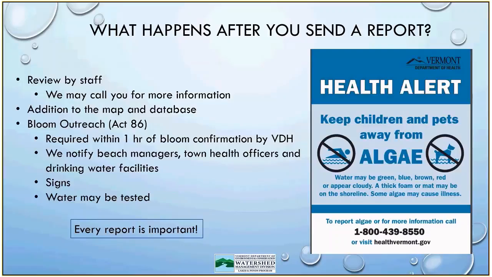Vermont does have legislation, Act 86, that requires the Department of Health to begin outreach about cyanobacteria blooms that have been considered a public health risk, and they need to begin that outreach within 1 hour of confirming that risk exists. They do this by posting the information on the tracker and then reaching out to beach managers, town health officers, and drinking water facilities in that location who might be affected by cyanobacteria. It's not always easy to get in touch with those folks, so often the report will go up on Tracker first, and we will successfully contact those folks a little bit later on.